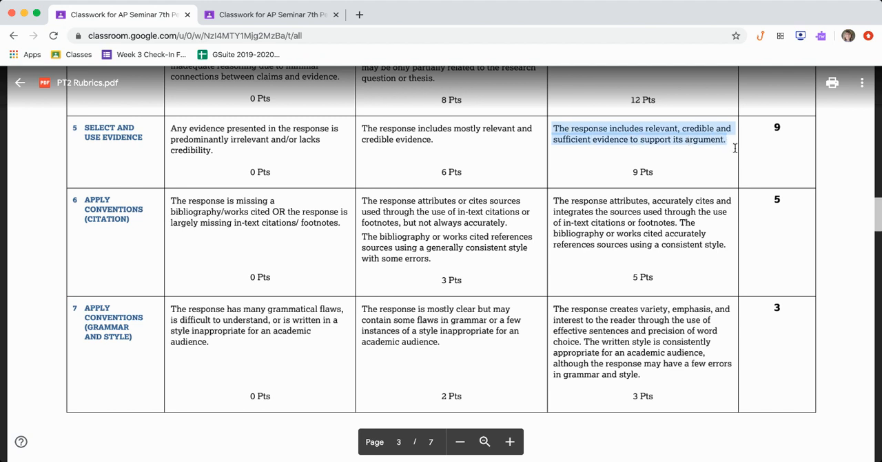But row 5 is specifically for a high scoring response, asking you to make sure you include relevant, credible, and sufficient evidence to support your argument. So that's actually not so hard to do. You just have to make sure that you mention the credibility, for instance, of either the study itself, if it's a study, or the authors of the paper, if it's a paper, as you go, and not take it for granted that the reader knows that the author or study is credible.